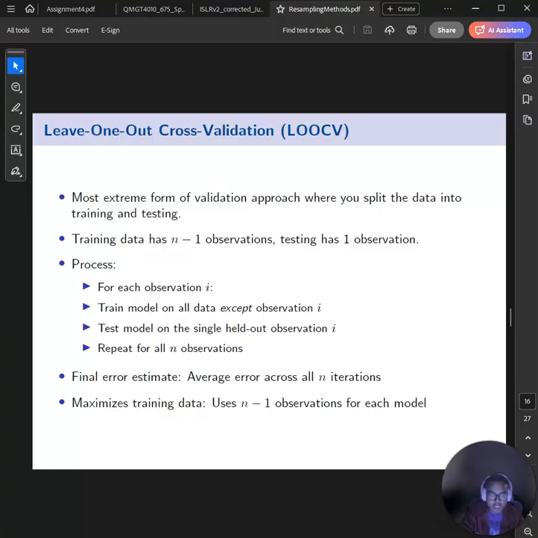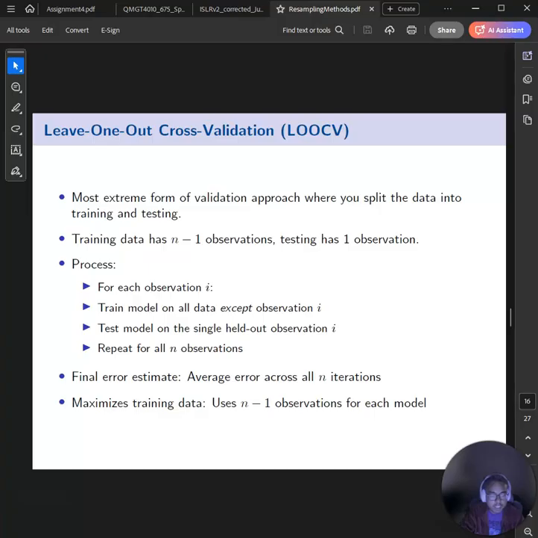And here's the process. For every observation i in our data set, we train the model using all data except that particular observation. We test the model on that single held-out observation i, and we calculate the prediction error for that observation. We repeat this process for all observations in our data set, and our final estimate is the average error across all n iterations.